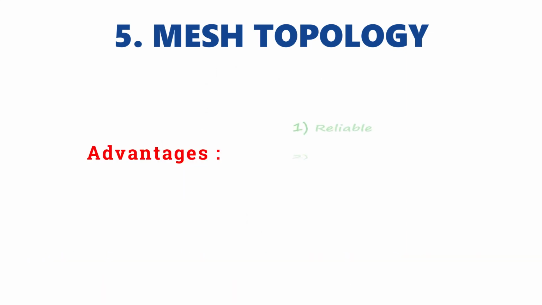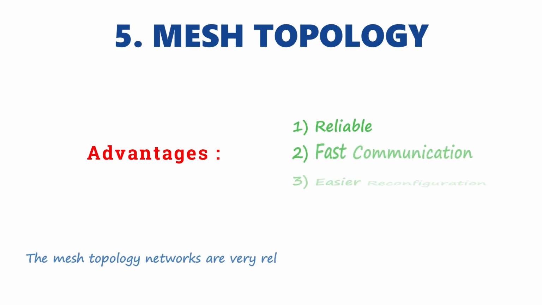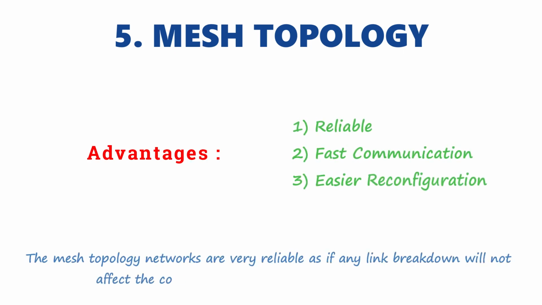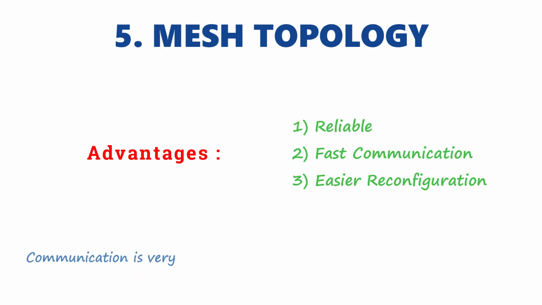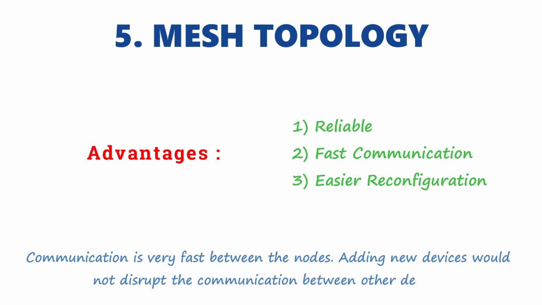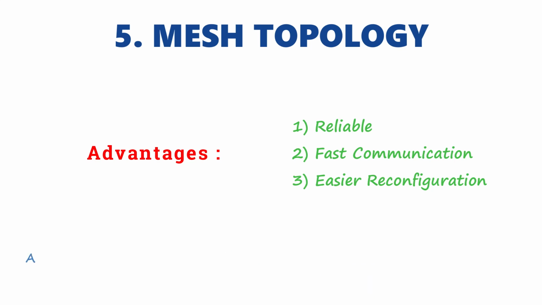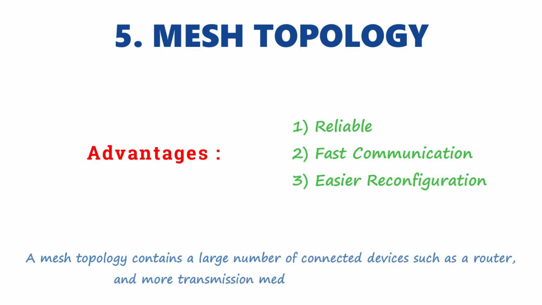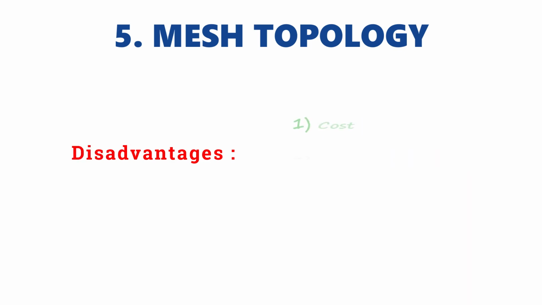Advantages of mesh topology. Mesh topology networks are very reliable, as any link breakdown will not affect the communication between connected computers. Communication is very fast between the nodes. Adding new devices would not disrupt the communication between other devices. A mesh topology contains a large number of connected devices such as routers and more transmission media than other topologies. Disadvantages of mesh topology.